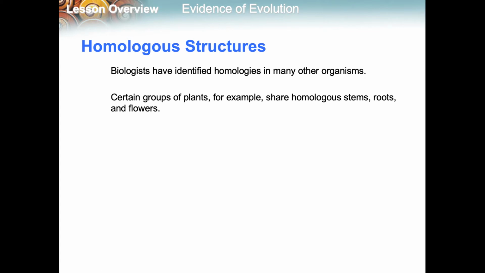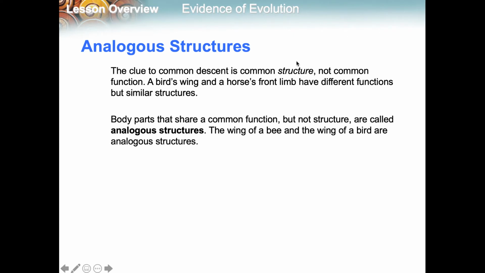Biologists have also identified homologies in many other organisms. Plants all have the same basic structures of stems, roots, and flowers, more or less. Homologous structures share a common structure, but not the same function. So a bird's wing and a horse's front limb have different functions but similar structures. Analogous structures are different. They share a common function but not the structure. So the wing of a bee and the wing of a bird are analogous structures.